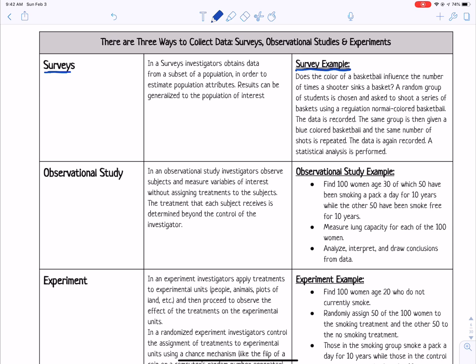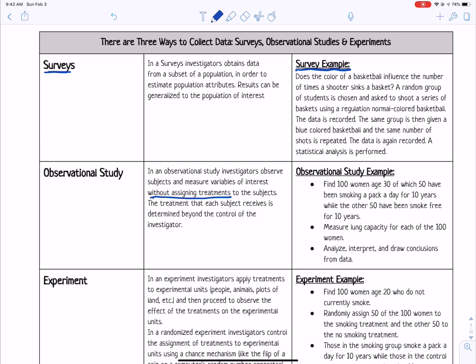In an observational study, investigators observe subjects and measure variables of interest without assigning treatments to the subject. That is important. Without assigning treatments. So the treatment that each subject receives is determined beyond the control of the investigator. A great example is over here on the right.